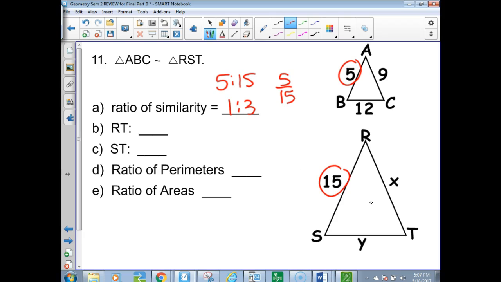Since the ratio of similarity is 1 to 3, we can use it to set up a proportion to find the missing parts. Or you can just look at the figure. I don't mind if my students say 5 is to 15 as 9 is to x, because they're coming from the first to the second, first to the second. Then we know by the cross products property that the cross products are equal. So we multiply 5 times x and 9 times 15, that'd be 135.